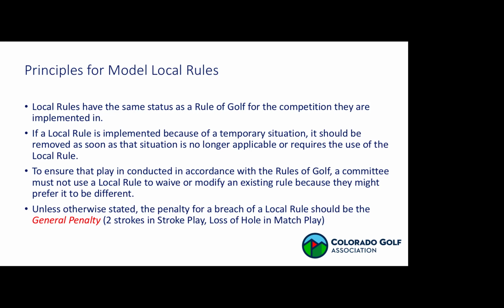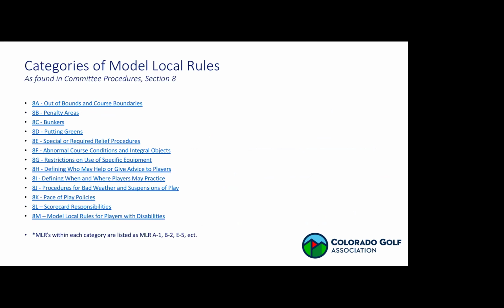So go ahead and go forward, George. When we flip back to that section in our big official guide to the rules of golf, the committee procedures section, we go to section 8 for model local rules. These are all the different categories that we're going to find model local rules in that book. As you can see, we have local rules that address out of bounds, penalty areas, bunkers, putting greens, required or special relief procedures, abnormal course conditions, things that deal with equipment, caddies, advice, and pace of play policies.